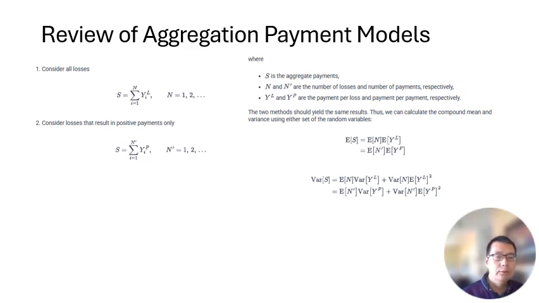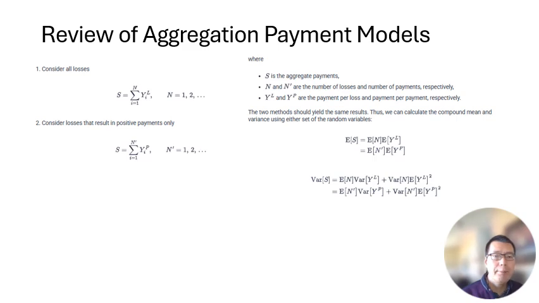Aggregation payment models we learned said that there are two ways to calculate aggregate payments. One is using the payment per loss, which is YL. You sum them up by all the losses, and the other one is by summing up all the payments. So it's payment per payment. These two will generate the same aggregate payments, but the YL and YP are different. One is payment per loss, and one is payment per payment.